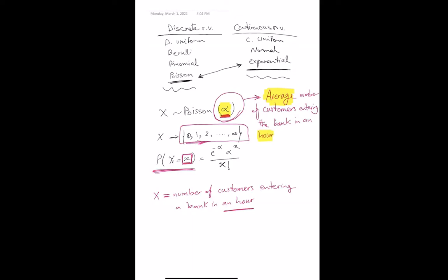So if X, your random variable, is the number of customers that enter the bank in an hour, if that's the one that you're looking for and you want to know what is the probability that X is 20 or X is 30 or X is 0, then your alpha also should show the average number of customers that enter the bank in the same time frame, an hour.